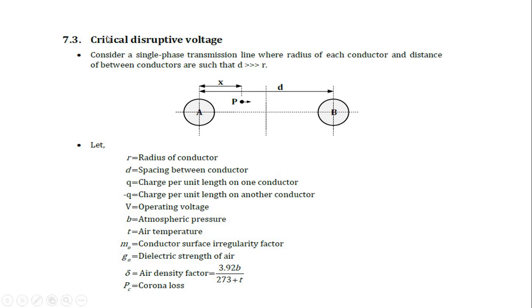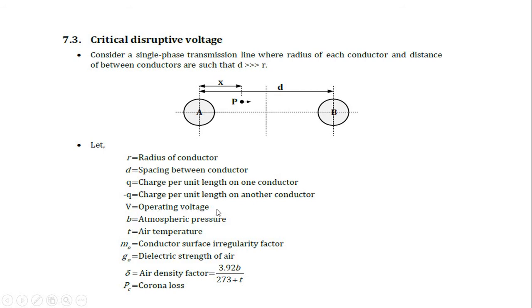Consider a single phase transmission line where the radius of each conductor is r and the distance between the conductors is d, and d is very much larger than r, meaning the distance is very much greater than the radius of the conductor. Here, small r is the radius of a conductor, small d is the spacing between the conductors, small q is the charge per unit length on one conductor, and minus q is the charge per unit length on the other conductor.